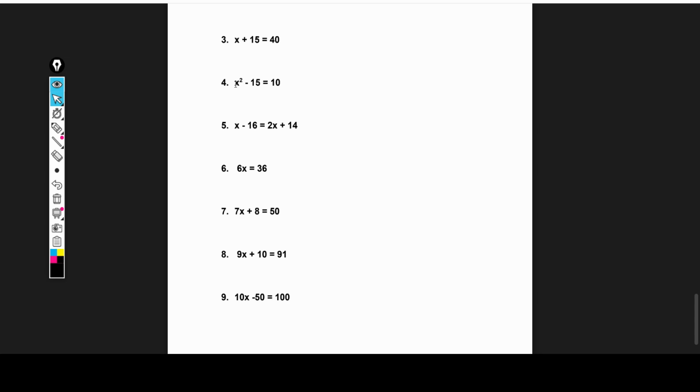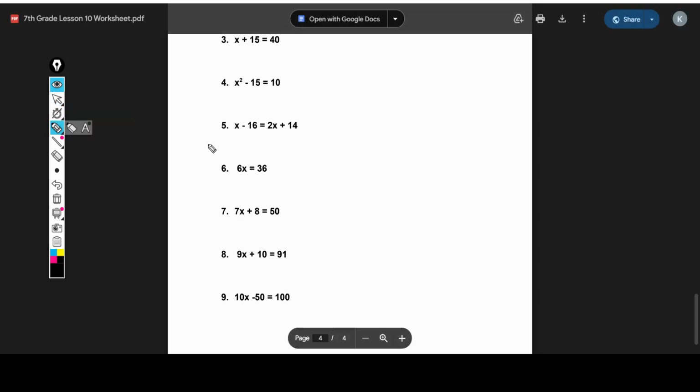Alright, it looks like that was the only one with the x squared term. So that should have been probably the hardest one out of this set. I'll just do maybe a couple more problems, but these all look relatively simple. This one looks like the most complex, so I'll do that. So x minus 16 equals 2x plus 14.